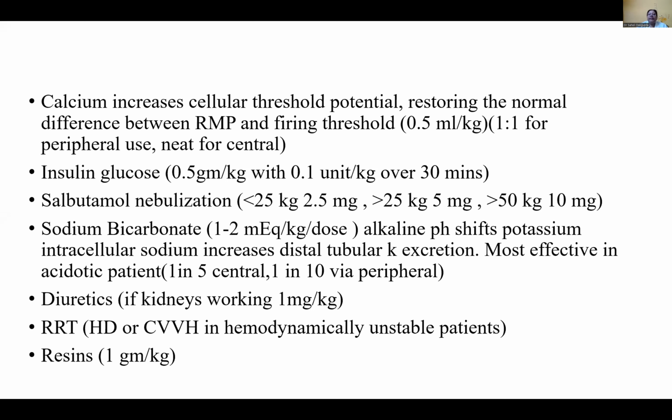Sodium bicarbonate is alkaline, so it shifts the potassium intracellularly, and sodium also increases the distal tubular potassium excretion. It is very effective in an acidotic patient. We can use sodium bicarbonate 1 to 2 milliequivalent per kg per dose. And if the kidneys are working, we can use diuretics. And if you need an acute reduction, we can use RRT. If the child is hemodynamically stable, then hemodialysis, and if unstable, then CVVH, and resins we can use 1 gram per kg 8 hourly.